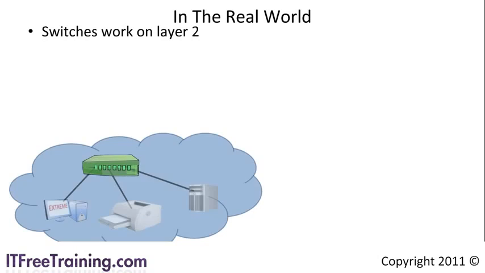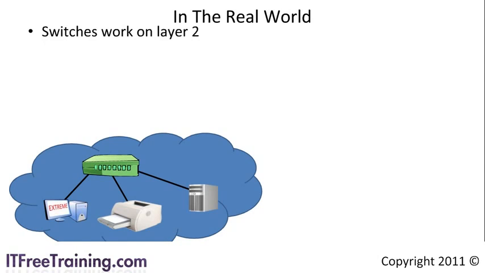To put the OSI model in perspective, you will see a lot of literature that refers to a device as a Layer 2 device or Layer 3 device. Switches work on Layer 2 of the OSI model. If you consider this small network, the switch is able to decide, based on the destination packet, which device to send it to. For example, packets coming from the computer to the printer would be directed straight to the printer. Packets going to the server from the computer will not be seen by the printer. The switches look at the destination address or MAC address to determine where to send the packet.